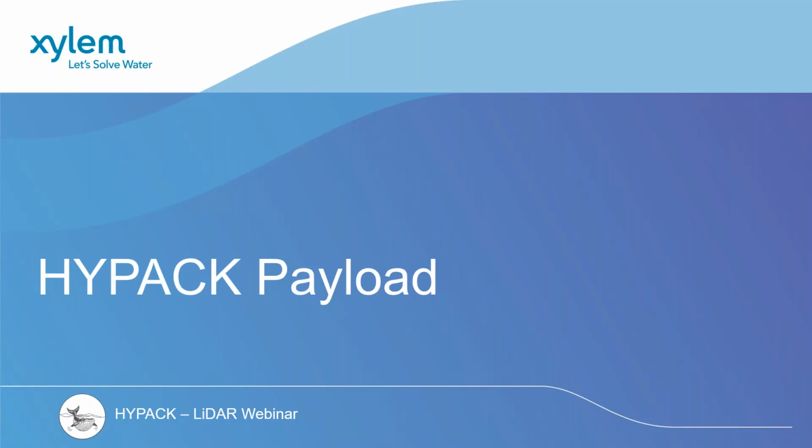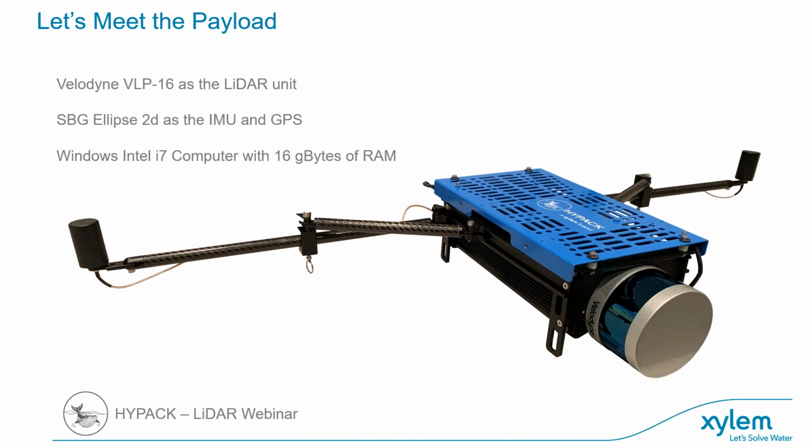The HYPACK payload, let's go meet it. The HYPACK payload includes a VLP-16, and the VLP-16 LiDAR unit is on the front of our payload. The Ellipse 2G is the IMU and GPS internal. It also includes a Windows Intel i7 computer with 16 gigabytes of RAM and a battery. Internal to the whole thing, you get all the parts you need to go collect the data.